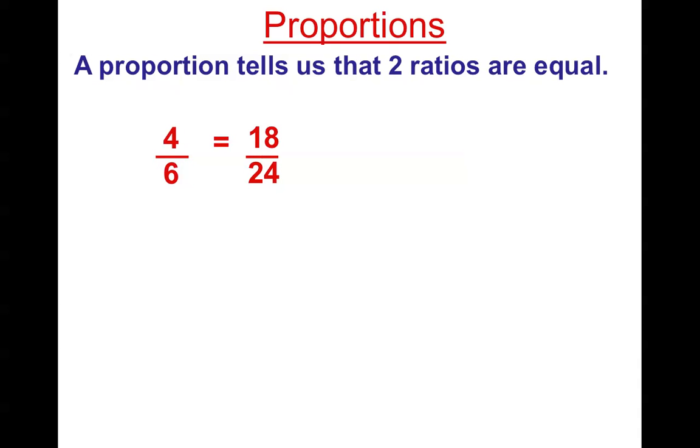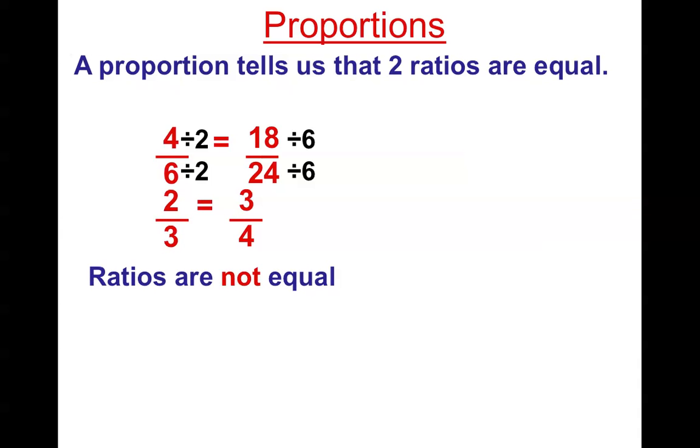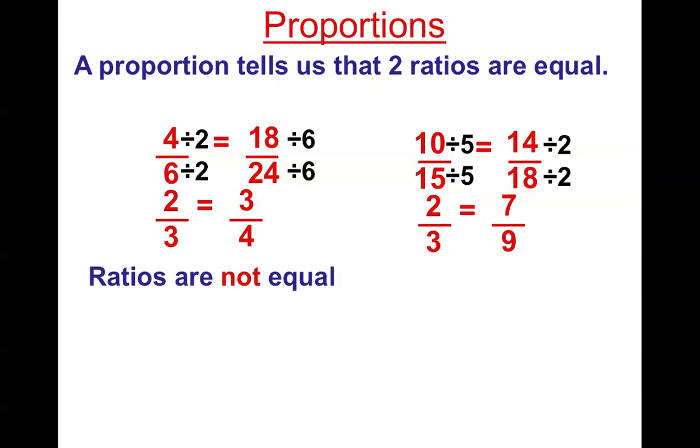Why don't you try and tell me if these fractions or these ratios are equal? If these ratios make a proportion. That's what I meant to say. All right, I'm back. If I divide by 2 and divide by 2 and divide by 6 and divide by 6, I end up getting 2/3 equals 3/4. Nope, these are not equal. What about these? Well, hopefully you said no, because they were the exact same ones from the previous page.